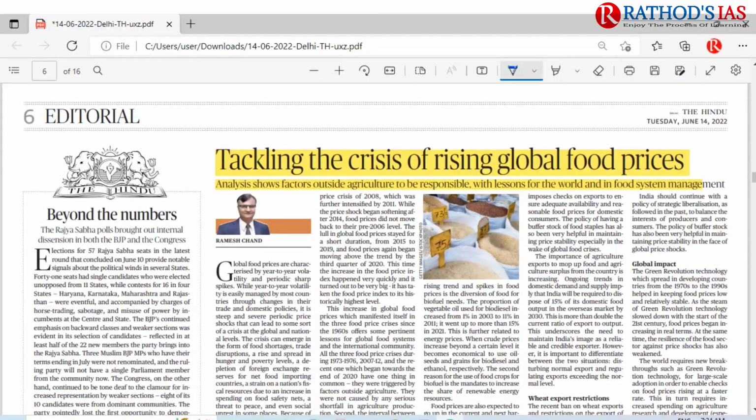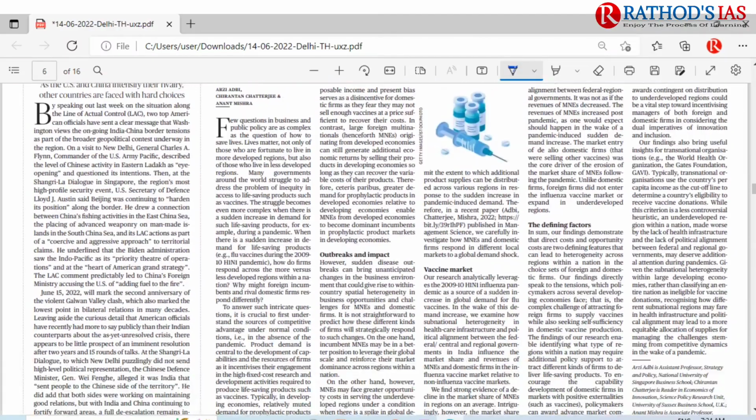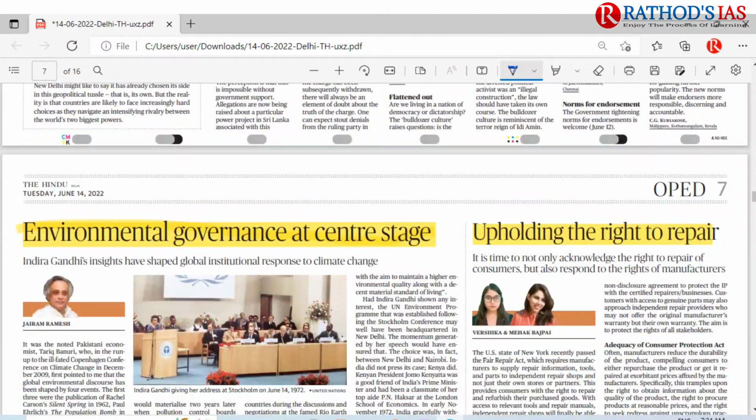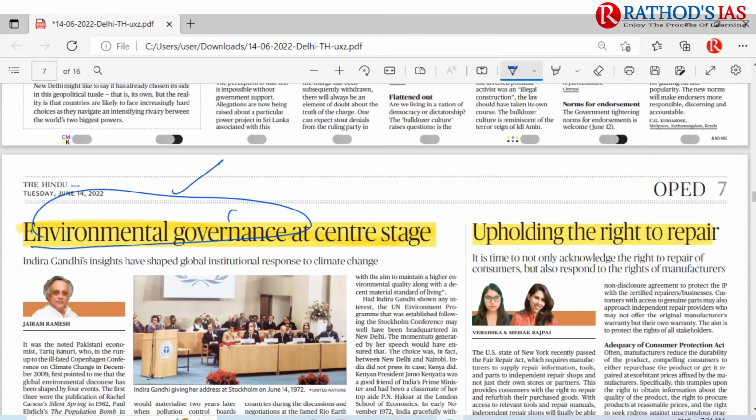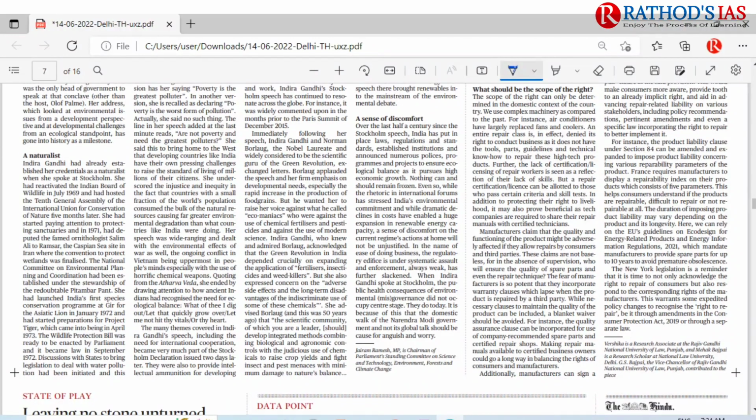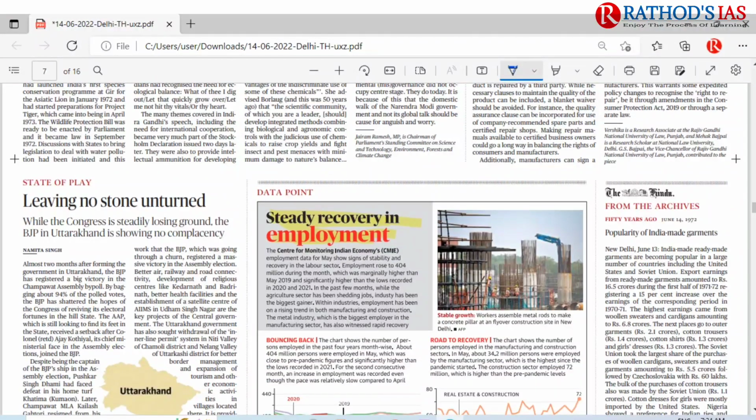And if you see this editorial page, I almost covered all the articles which are important from our UPSC point of view. There is one article regarding environmental governance. Please refer to this article once, because the author of this article is an MP who is the chairman of a parliamentary standing committee. And there is one data point regarding steady recovery in employment. You can refer to this article.